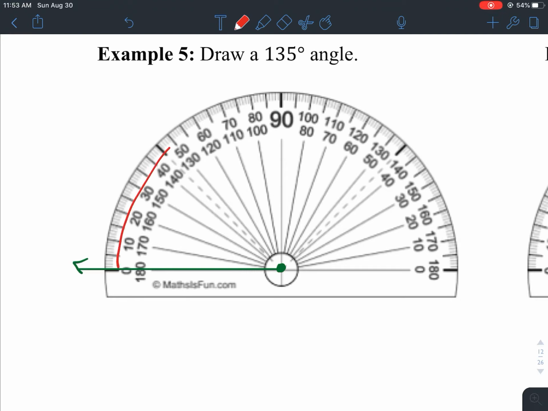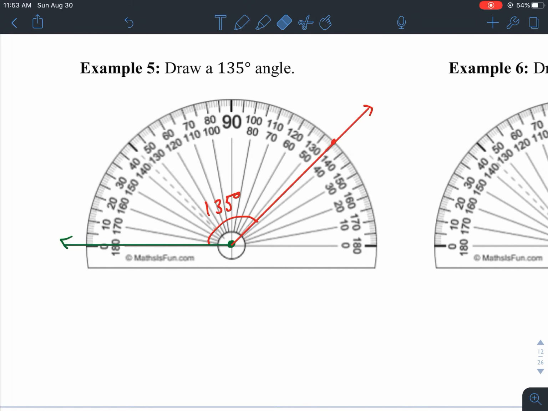So if I'm looking at the top set of numbers, I'm looking for 135. Well, here's 130. So here's 135, this point right there. So I would draw my other ray from the vertex, and then this would be your 135 degree angle.